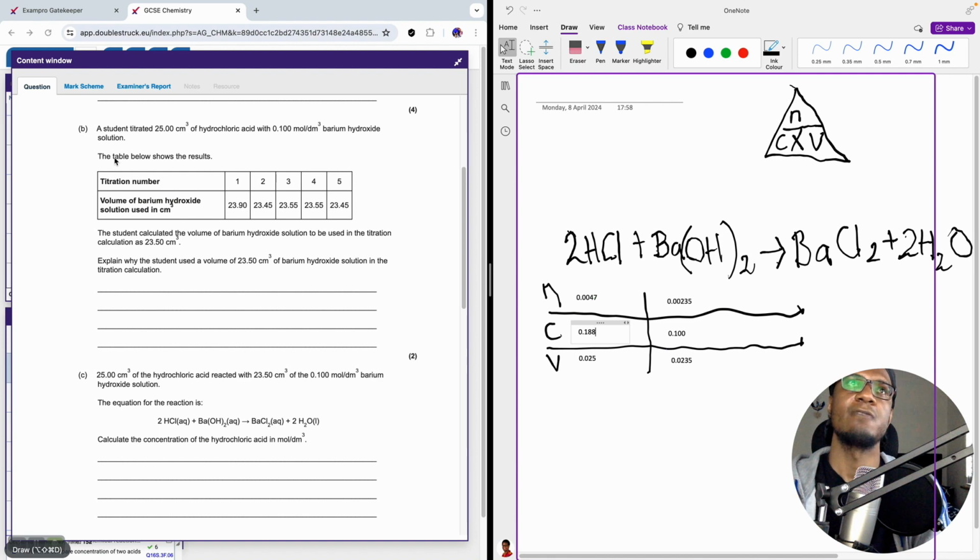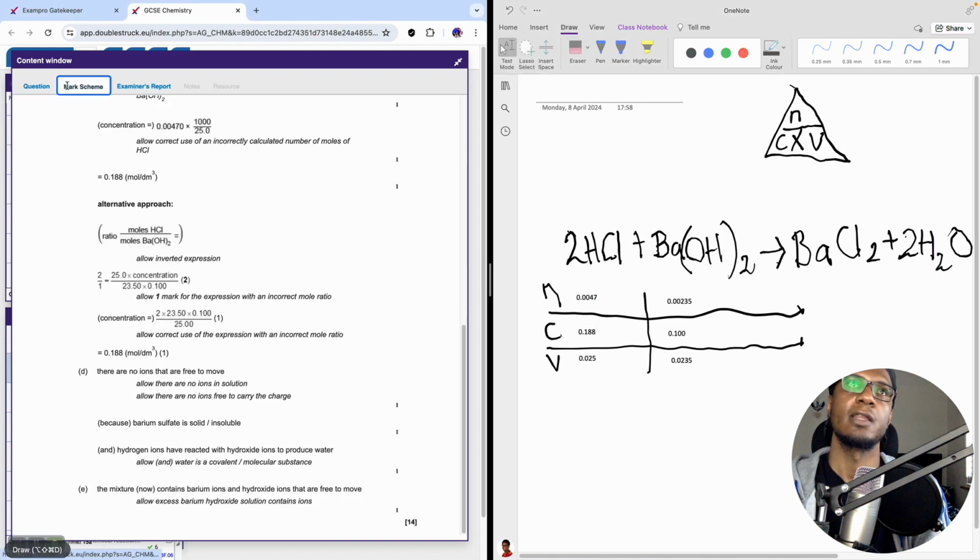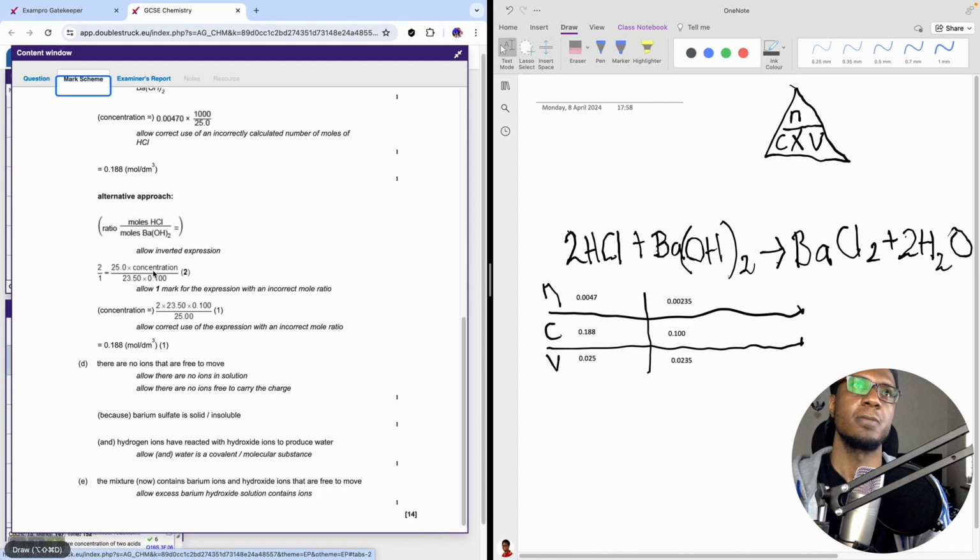If we have a look at the answer in the mark scheme, it's 0.188 mol/dm³. So very important, guys, just simply use this method.